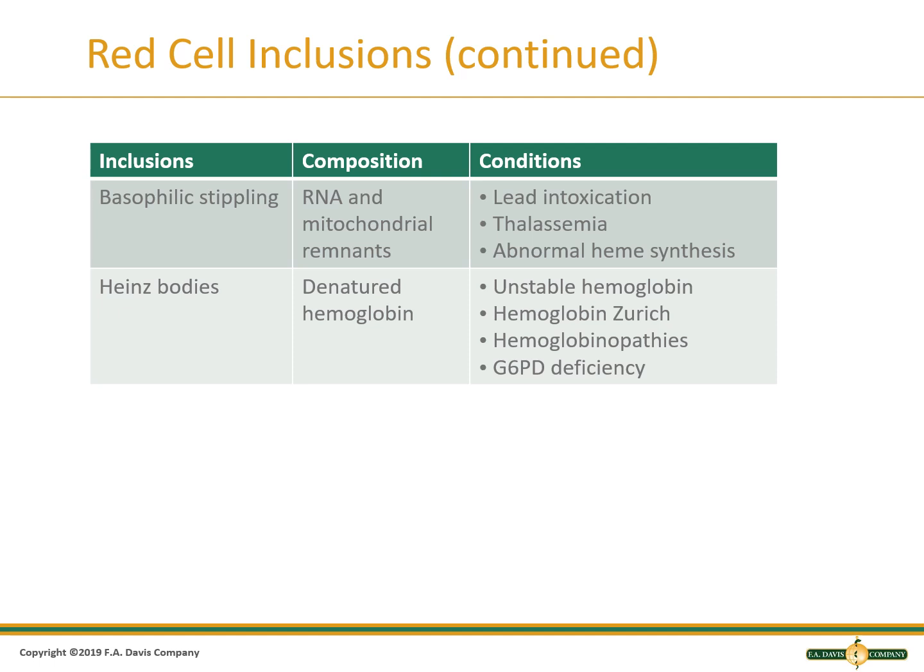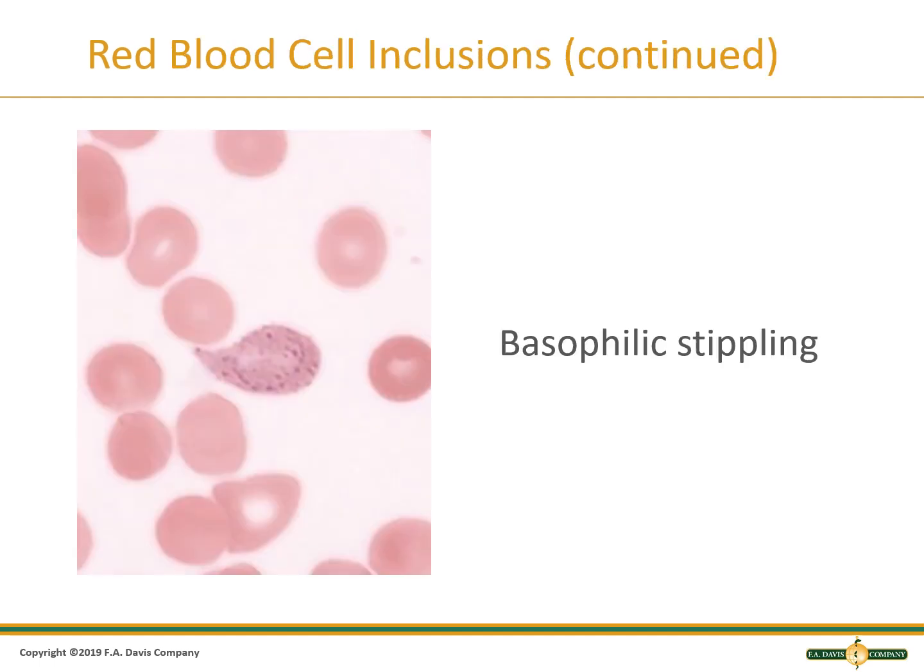We also have more red blood cell inclusions, such as basophilic stippling. The composition of those are RNA and mitochondrial remnants. Conditions that can cause this are lead intoxication, thalassemia, and abnormal heme synthesis. We also have Heinz bodies, which are denatured hemoglobin. The conditions can come from unstable hemoglobin, hemoglobinopathies, and G6PD deficiency.